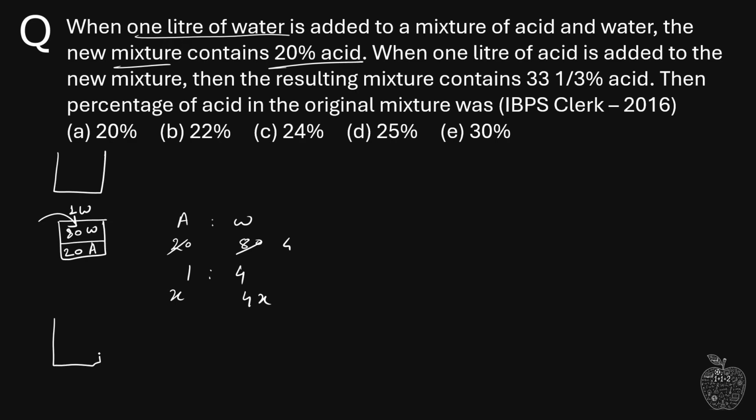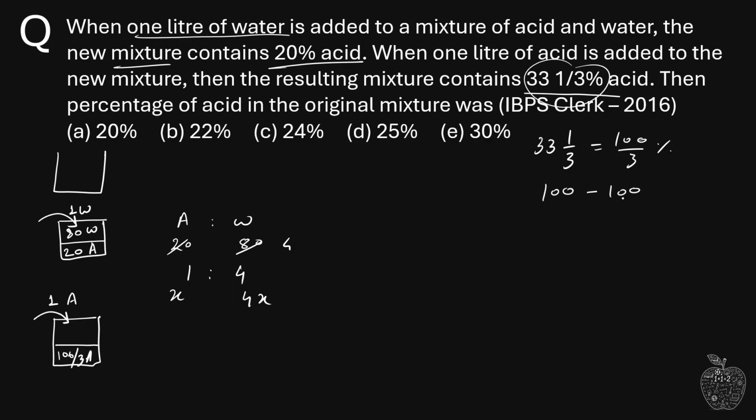Now again, in this mixture we are adding 1 liter of acid, and after doing that we get a mixture that contains 33 1/3% acid. Now what is this 33 1/3%? I can write it as 33 into 3 is 99, 99 plus 1 is 100/3%. So after adding this 1 liter of acid, we get a mixture that contains 100/3% acid, and the remaining will be water. Total is 100%, out of which 100/3 is acid, so the remaining will be 300 minus 100, which is 200/3 water, right?